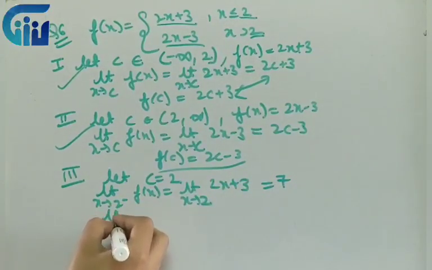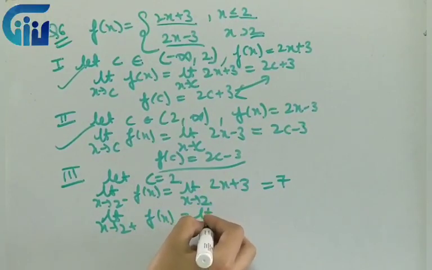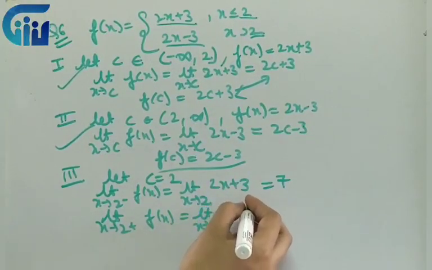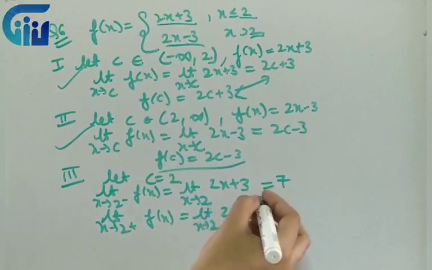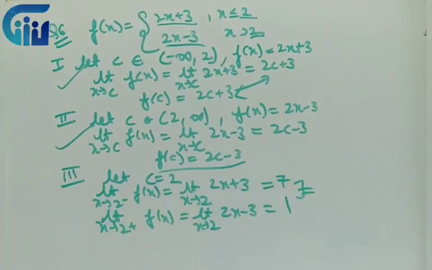Then limit x tending to 2 plus f(x). So it is limit x tending to 2, that is 2x minus 3. So if I put x is 2, 4 minus 3 is 1. So over here, what do we observe? Left hand limit is not equal to right hand limit, so there is no point of finding f of the value of the function at that point, right?